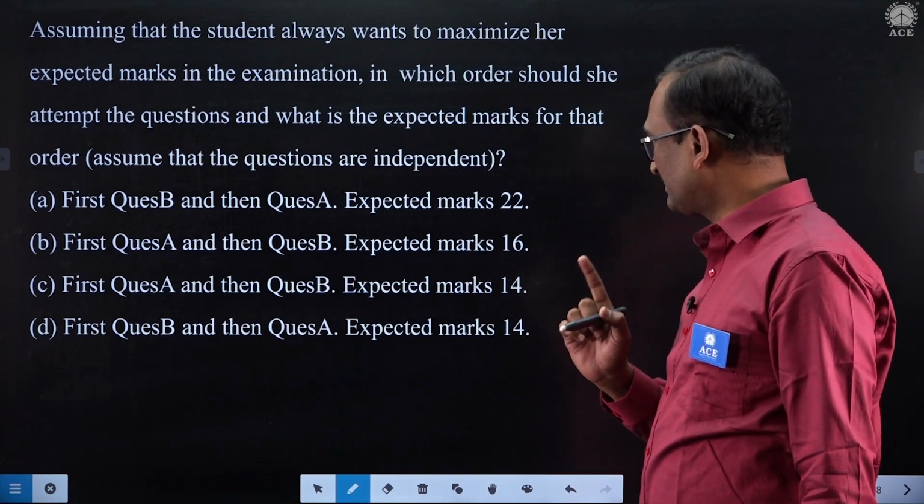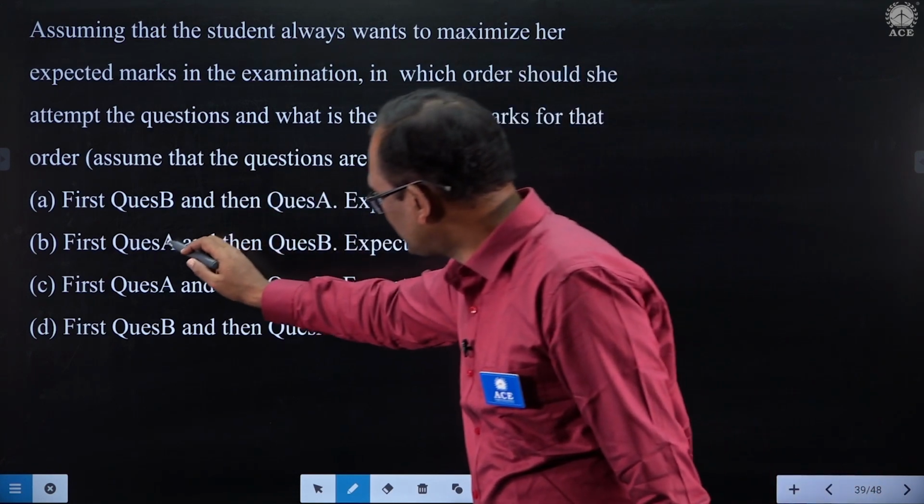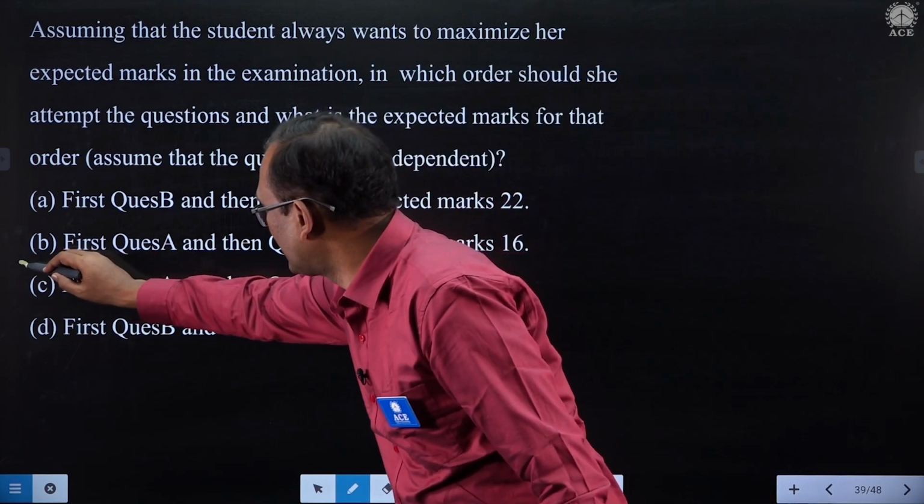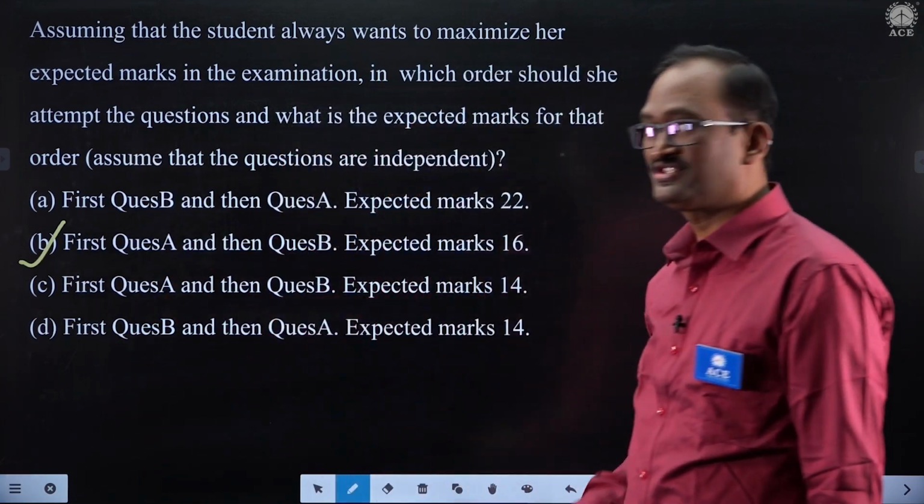Question A first and then question B. First question A and then question B, expected marks is 16. In this order we need to follow. Let us see the next problem.